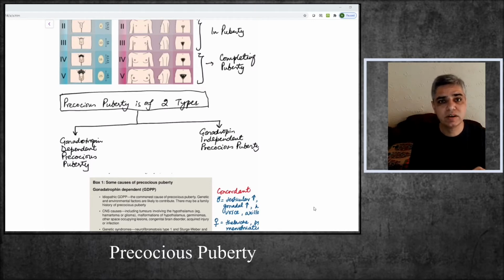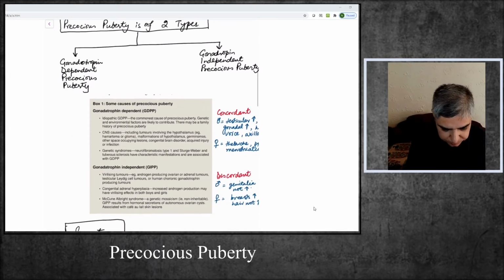So the first step in the workup of any case who fulfills the criteria for precocious puberty is to classify. After you have done the Tanner staging and everything else, the next step would be whether it is central or gonadotropin dependent, or whether it is peripheral or gonadotropin independent. And I will tell you in a moment how we classify them. Okay, what are the tests on which we classify them?